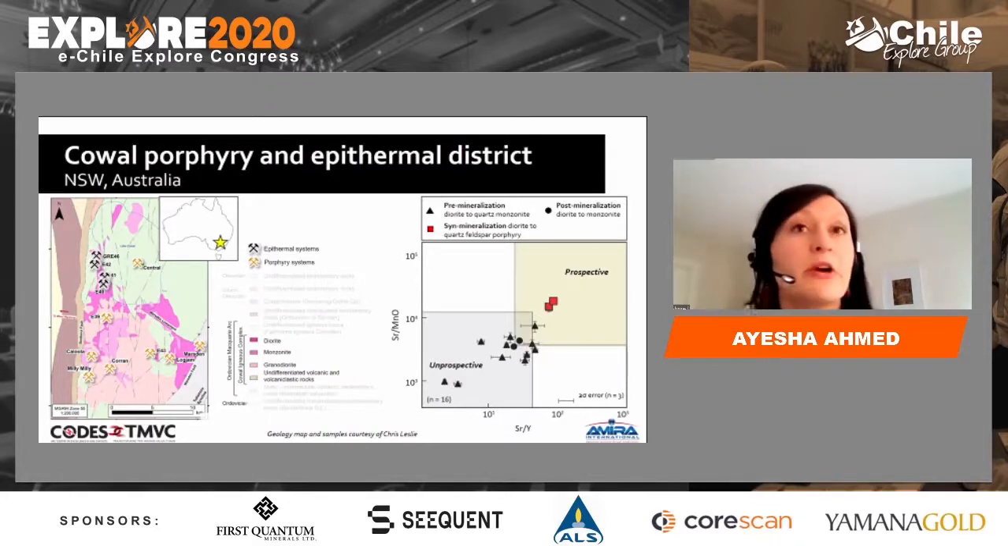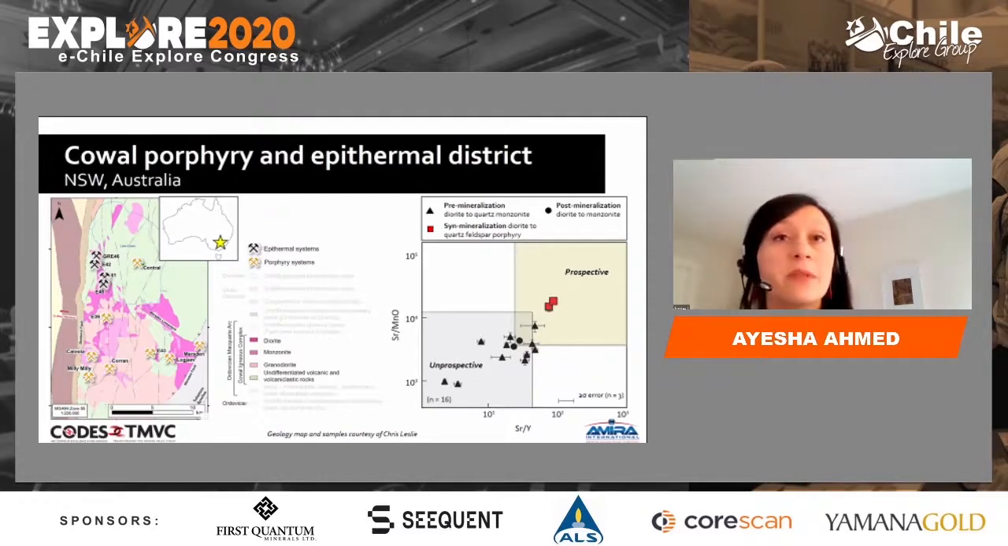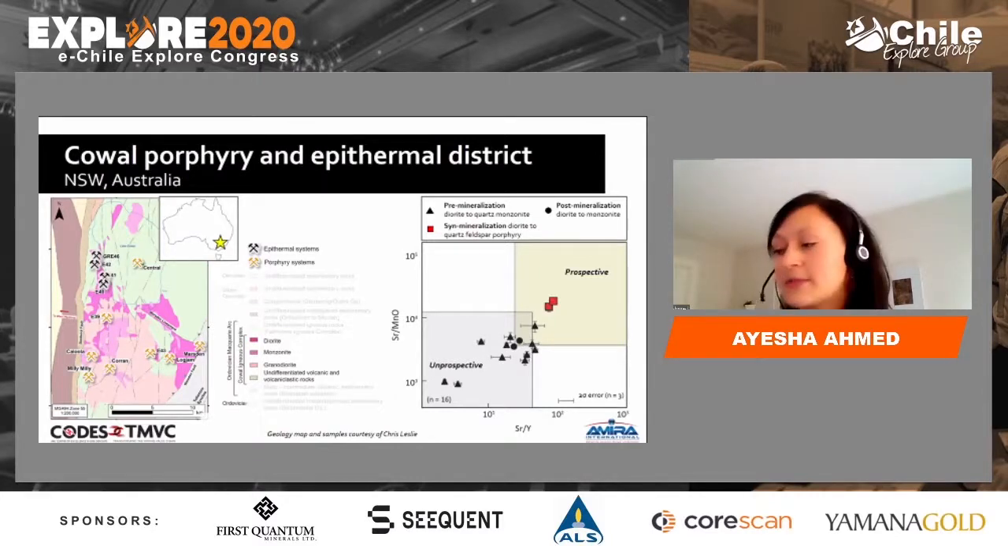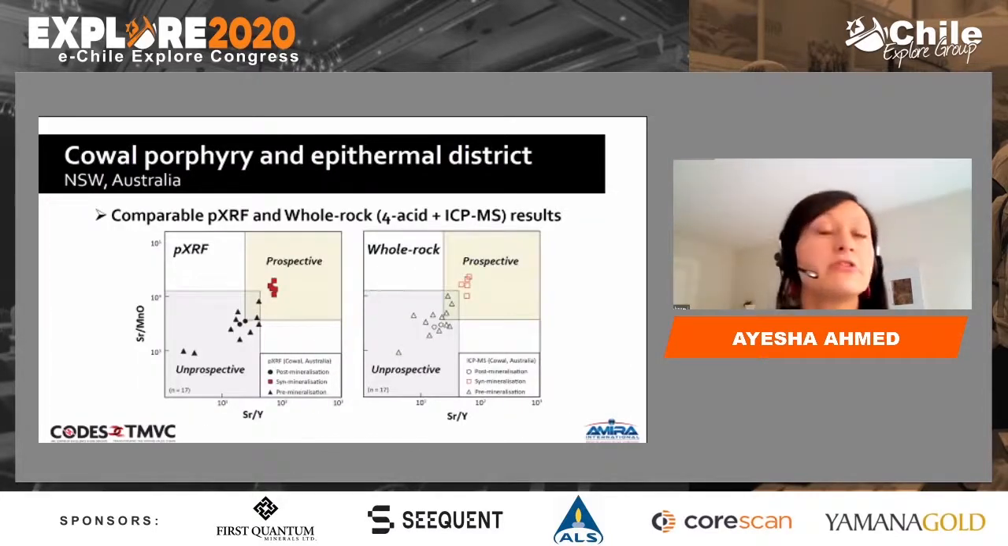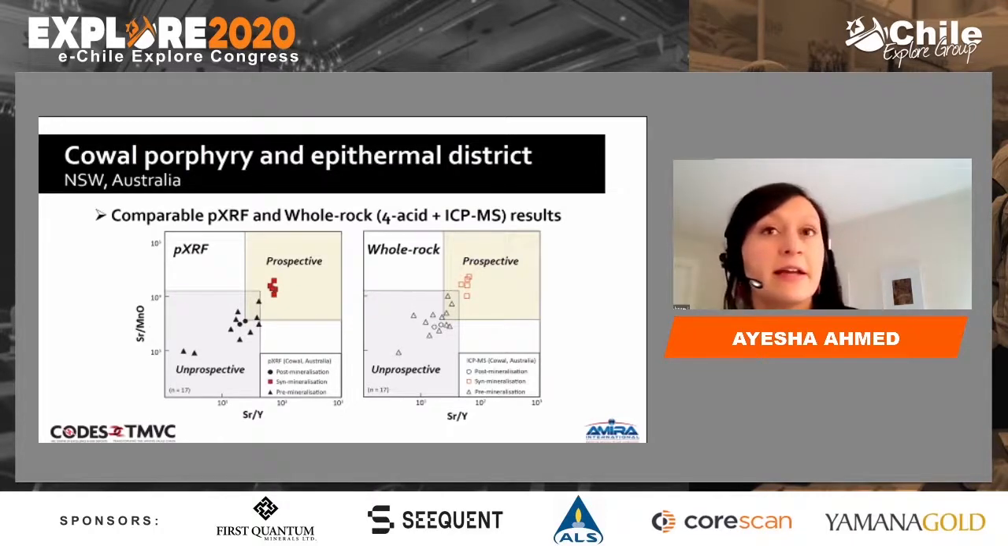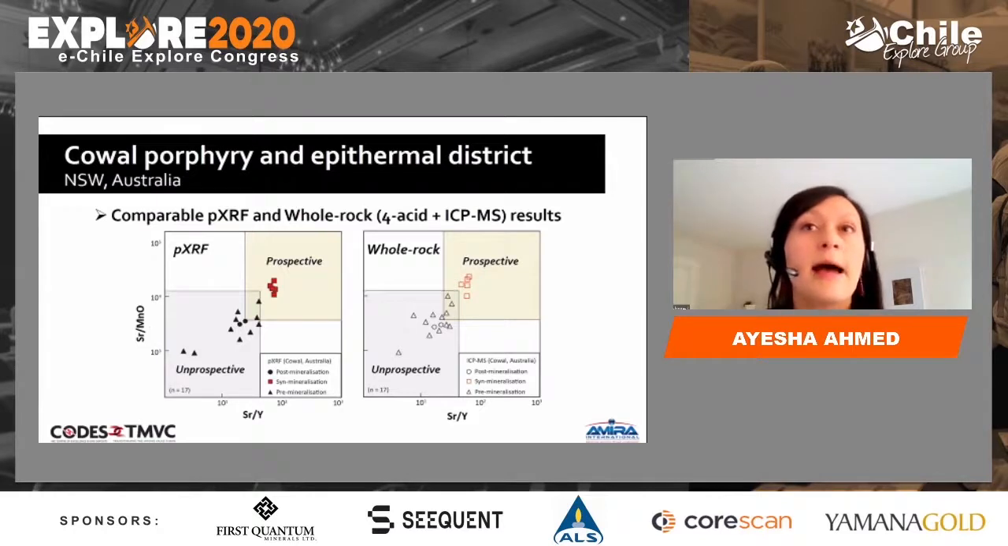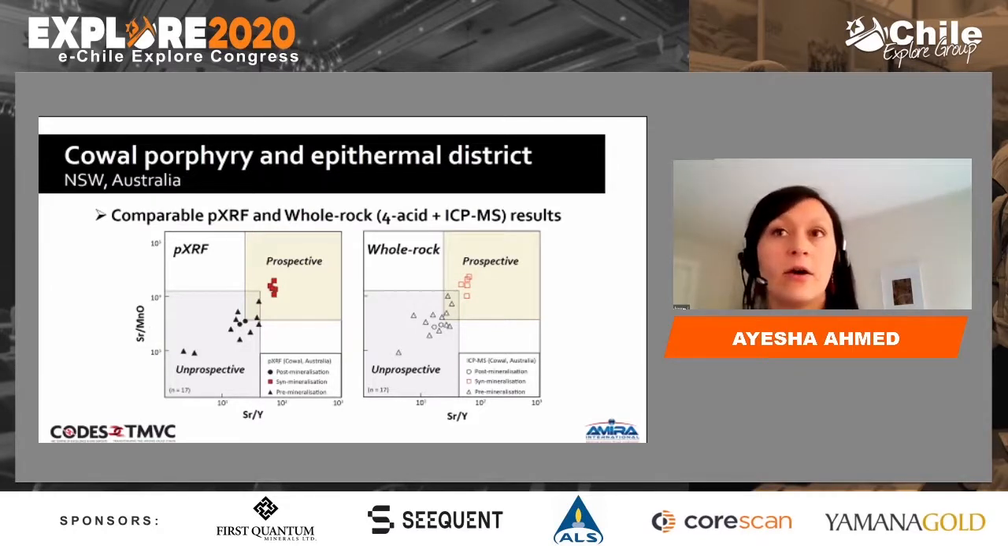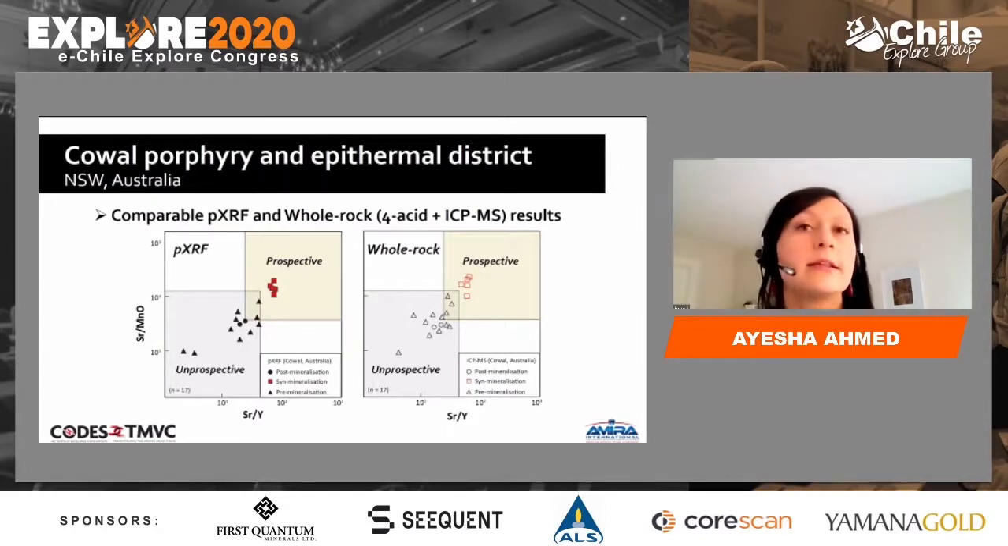Again, what do we see with our PXRF prospectivity data? We see that pre and post mineralization intrusions have low strontium over yttrium and low strontium over manganese values, and syn mineralization intrusions have high strontium over yttrium and strontium over manganese. Similar to the Yerington data set, we see the same patterns in our PXRF data shown on the left as the commercial laboratory data on the right. And of course, these were again collected on the same samples.